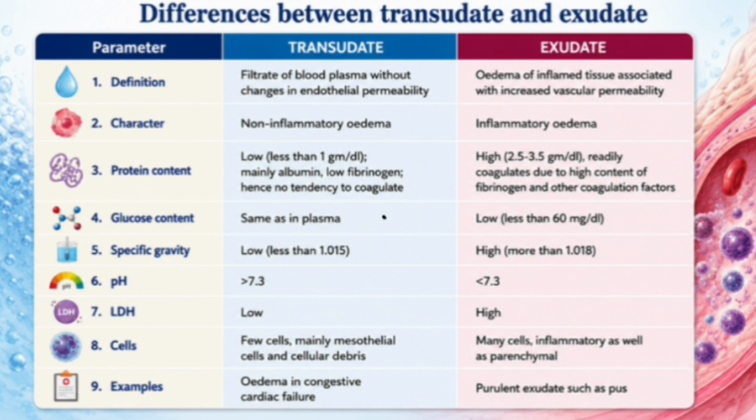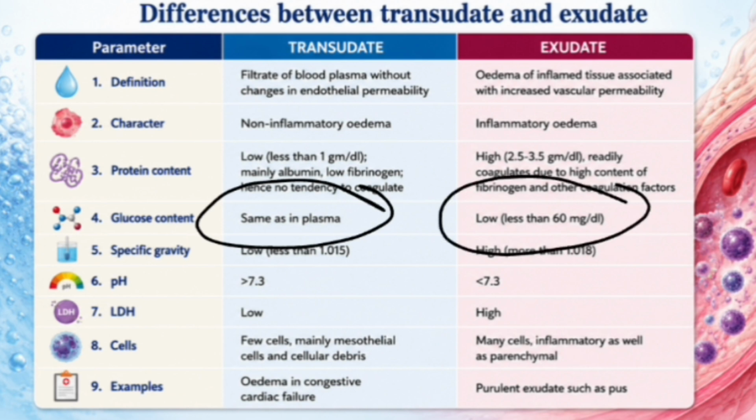The next point is about the glucose content. Now, the transudate does not have any sort of inflammation, so glucose count would be the same, while in case of exudate, glucose count would be low. As the metabolic process would be faster over there, there will be inflammatory cells that would be requiring glucose as a unit of energy. In the presence of bacteria also, that bacteria would be utilizing the glucose, so there will be low glucose count.